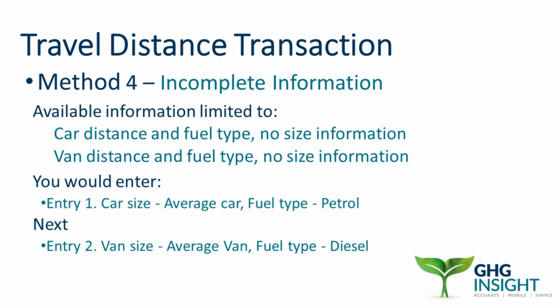You must not think that to use this, you must have data for all the options. One example would be where you have information for car mileage split by fuel type and van mileage split by fuel type, but no details of the vehicle size. You would complete the first 4 fields as usual. Then, in the case of petrol cars, you would select car under vehicle type, in car size average and in fuel type petrol. In the case of a van, you would select van under vehicle type, in van size average and in fuel type diesel.